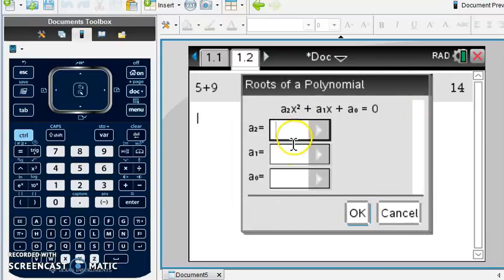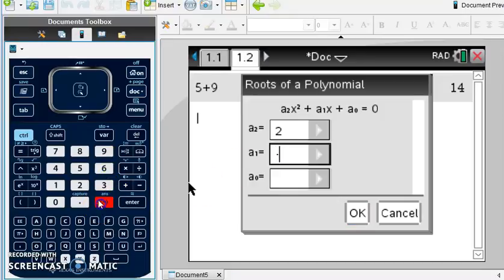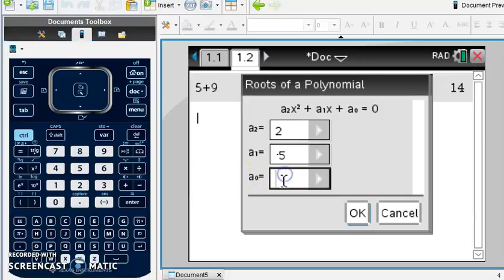What's going to pop up are 3 boxes. We're going to put in my A, my B, and my C value. Or, as the calculator has placed it, A2, A1, and A sub 0. In other words, A, B, C. Same thing, they've even got the formula here, just so you can have a reference point of where they want you to put it in there. In this problem, we have 2x squared, so I'm going to put a 2, a negative 5, and a 3.